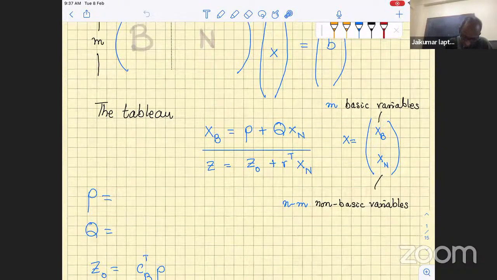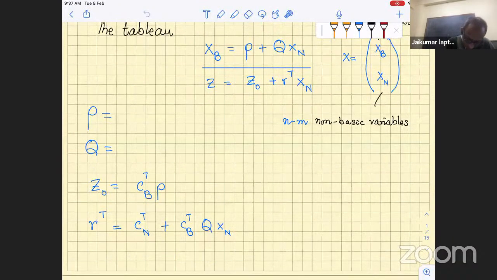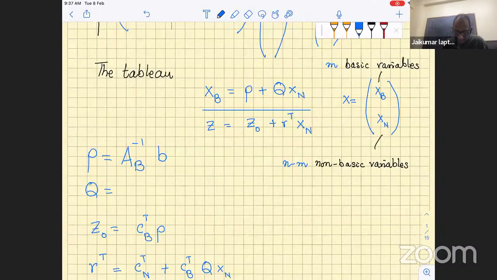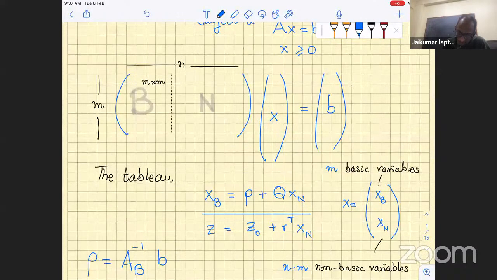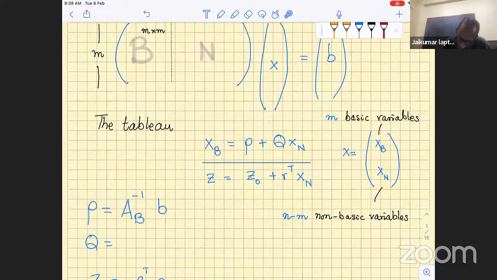So do you all agree that this P should be the matrix? What did I say? You take the matrix restricted to the basis columns, take its inverse, and multiply it by B. Is this okay? Yeah, this is how you will get this P.